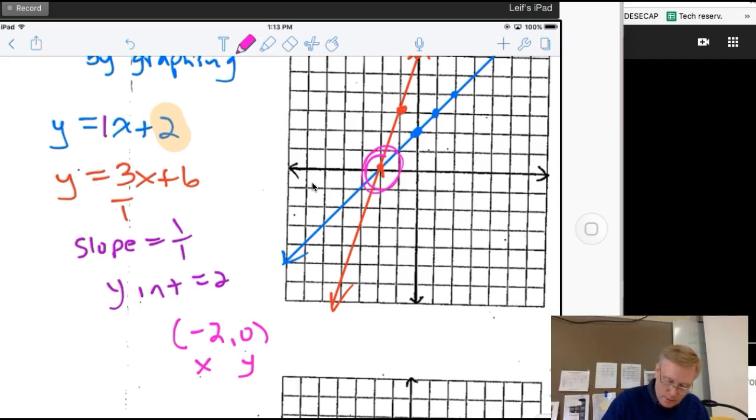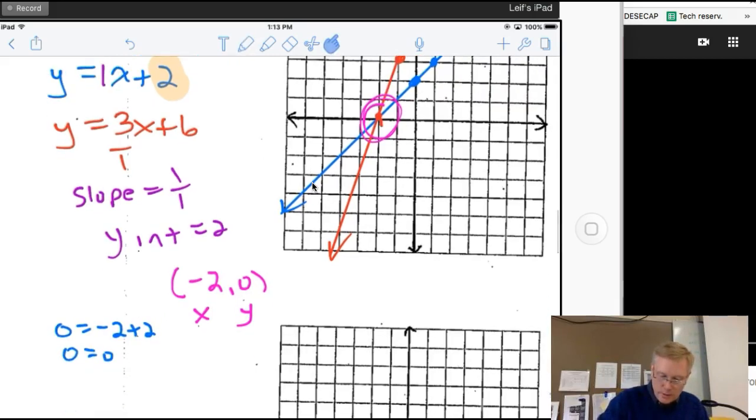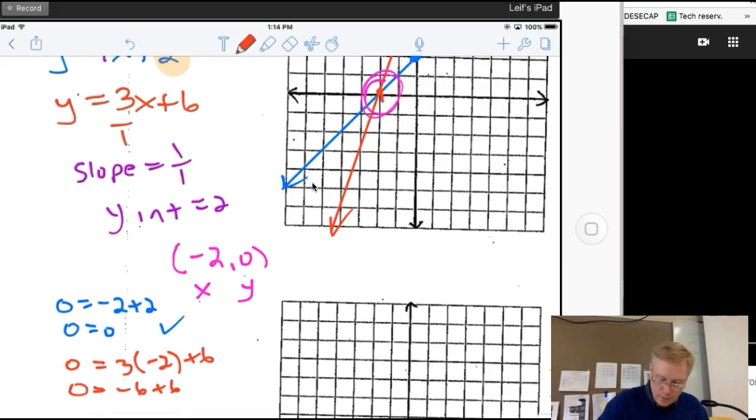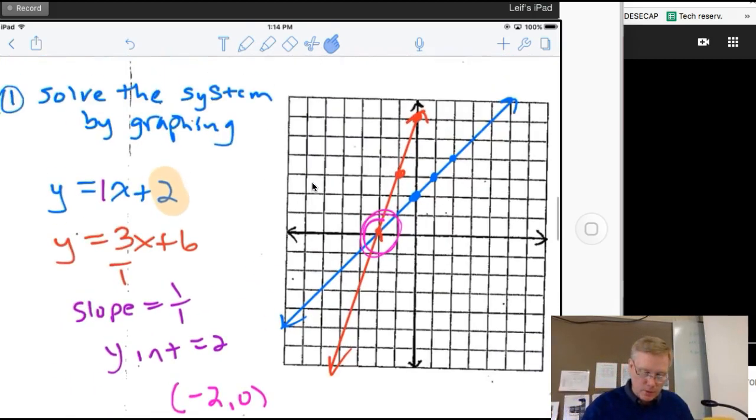So x is the -2 and the y is 0. So if I plug them into that blue equation first, I get 0 equals -2 plus 2. So that's 0 equals 0. That one's good. And I'll check it in the red one as well. Y is still 0. 3 times x is -2 plus 6. So that's -6 plus 6 equals 0. And therefore 0 equals 0. And I'm good. So it works in both. Okay? So that's how you solve by graphing.